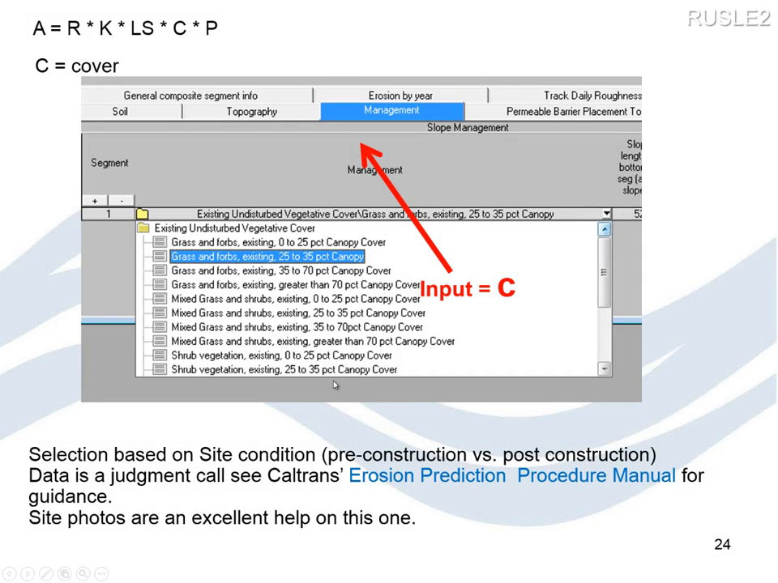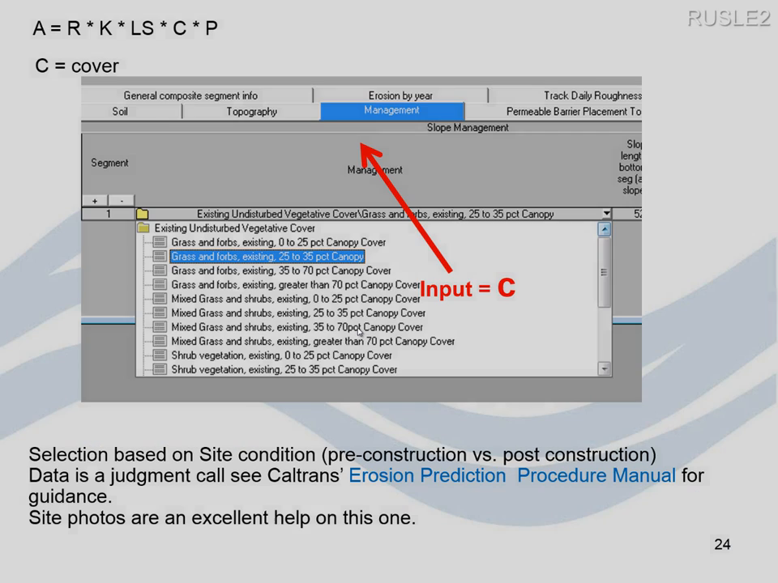So the next Russell 2 factor is the C factor. So again, we talked about that being things that we are actually covering the soil. So in this particular screen, we've got an existing condition. Russell 2 breaks down the existing vegetative cover in terms of the type, grass and forbs, mixed grass and shrubs, and then percent cover. Percent cover also takes some practice determining, and Caltrans has some good documentation on this in the Erosion Protection Procedure Manual. This is where site photos are really invaluable for coming up with percent cover.